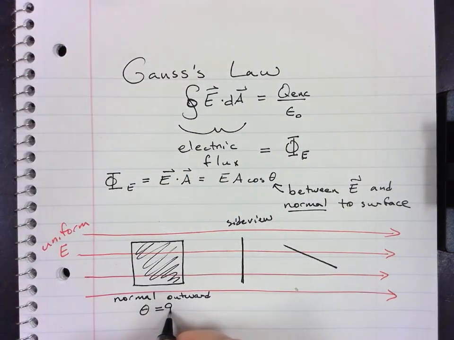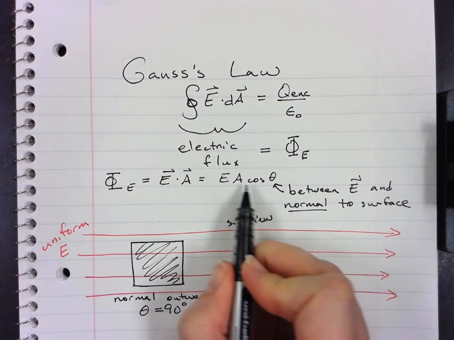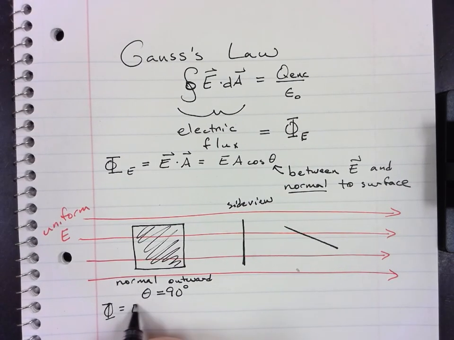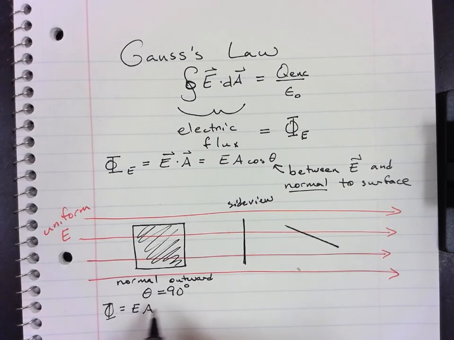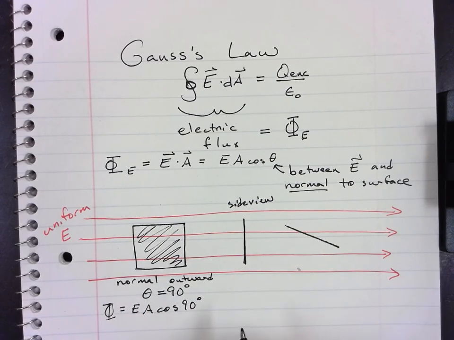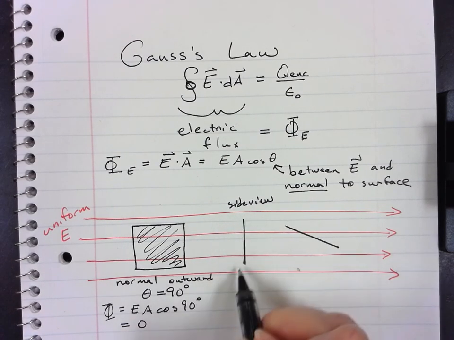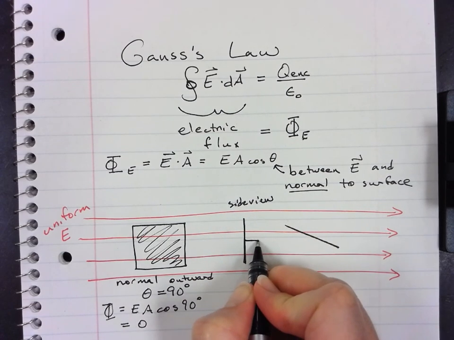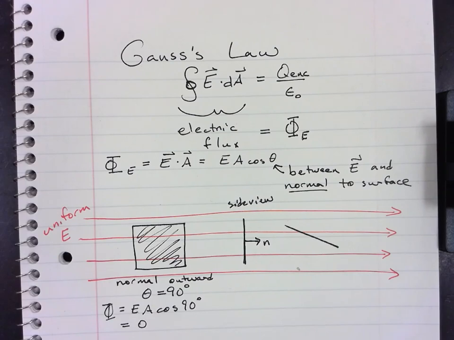Theta equals 90 degrees. And so if I put this in here, the flux would be whatever the value of the electric field strength, whatever the value of the area of the square, times the cosine of 90 degrees. Well, cosine of 90 is 0. So there is 0 flux through here. Then in the side view, the normal again is perpendicular to the surface. So now I can actually draw it. This is the normal. And yes, we do use the letter N for normal.